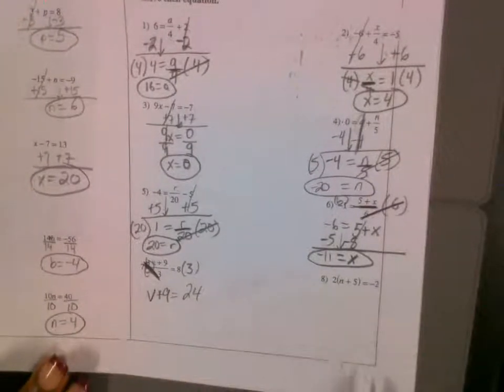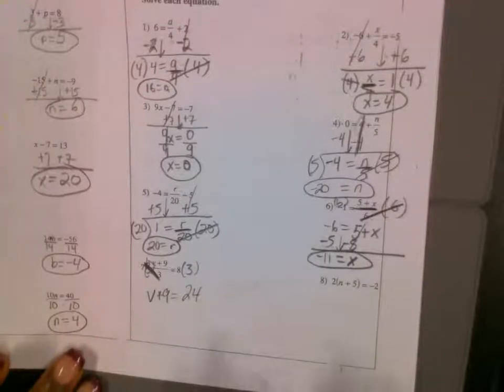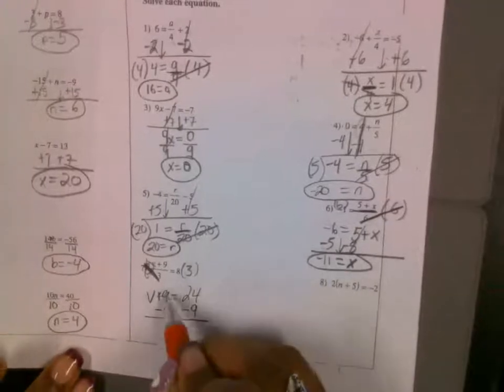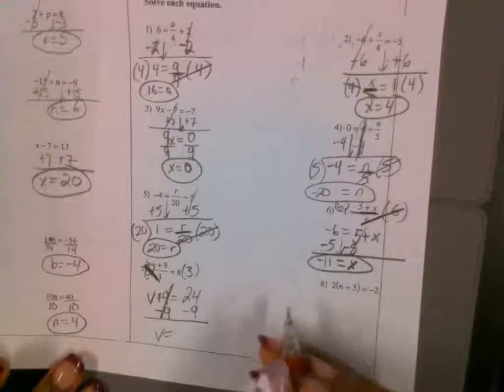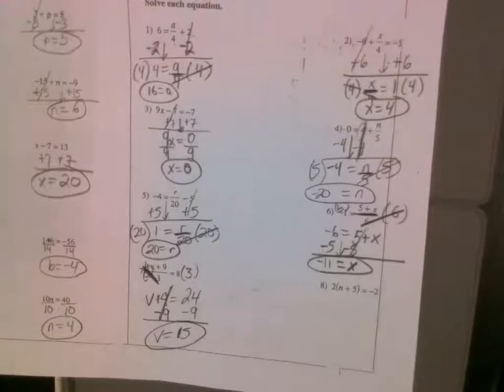All right. Now what do we do to get V by itself? Subtract 9. You're right. So this is gone, and we have V is equal to what number? Yes. 15. Okay. You good?